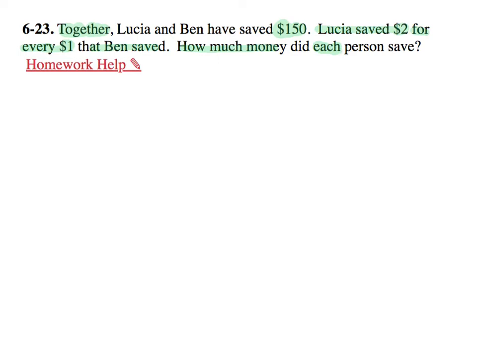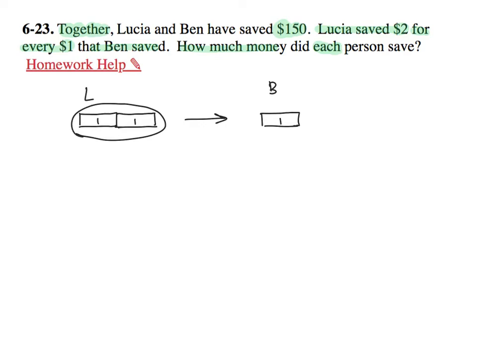So we have two people, and let's see, Lucia, I can use L. So Lucia saved $2. So if I'm going to represent $2 with two blocks, or you could do it in terms of length, so $1 and $1. For every dollar that Ben saved, just $1. So every time Lucia counts by $2, Ben will count $1.